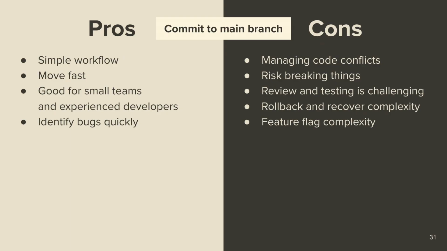There are reviewing and testing challenges, and I'll talk about the benefits of some other branching strategies that make reviewing and testing a lot easier. It is harder to roll back and recover, a little bit complex there, and feature flag complexity as well. A feature flag means that the code is there, but you have an app configuration that can turn on the feature independent of a deployment. So you push a module up, but you install it in the UI or something like that, for a Drupal example.